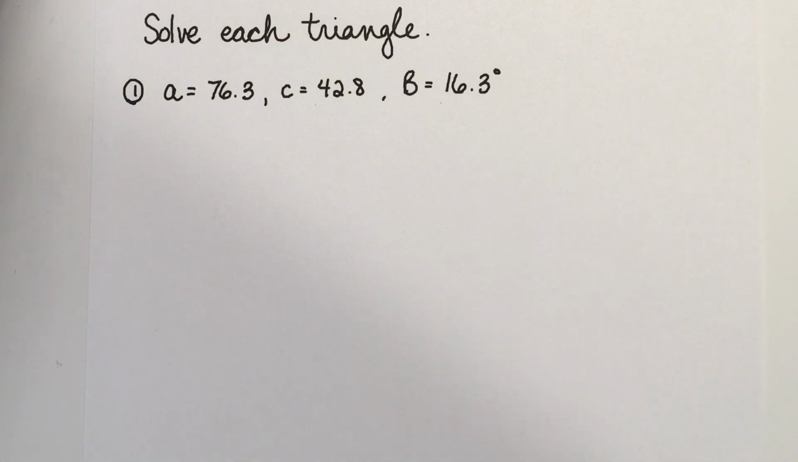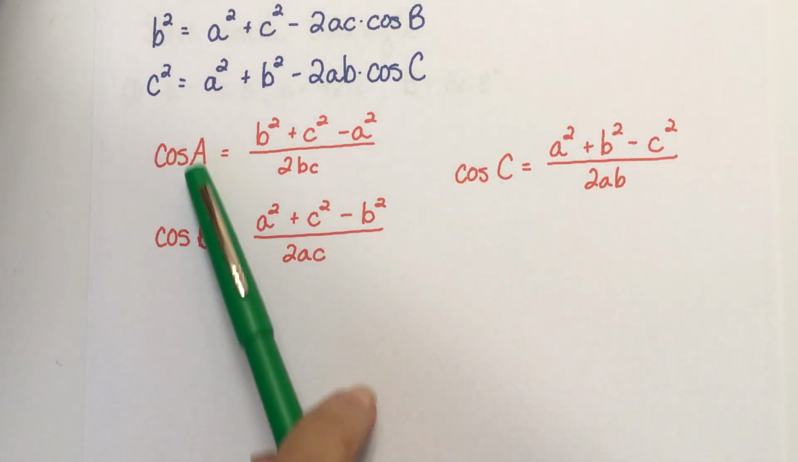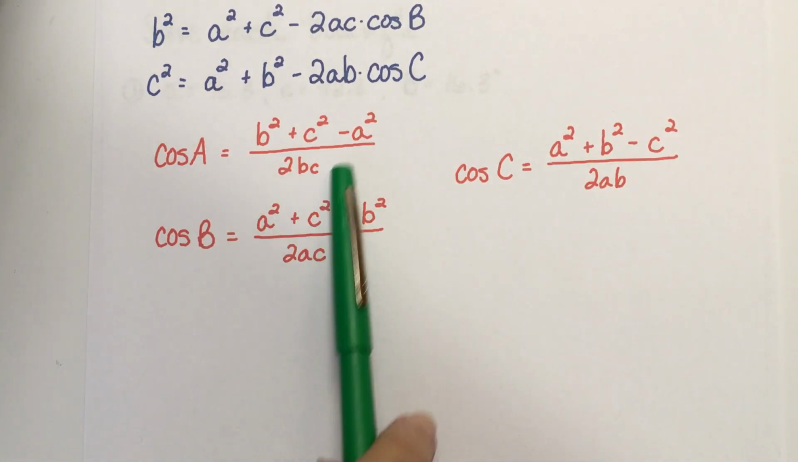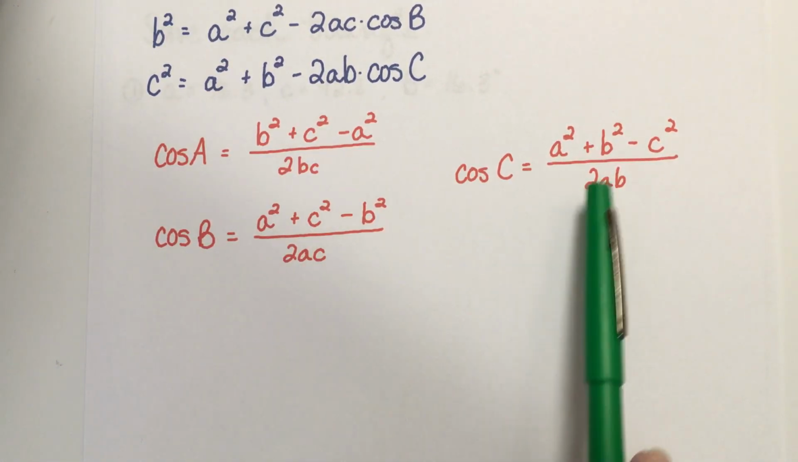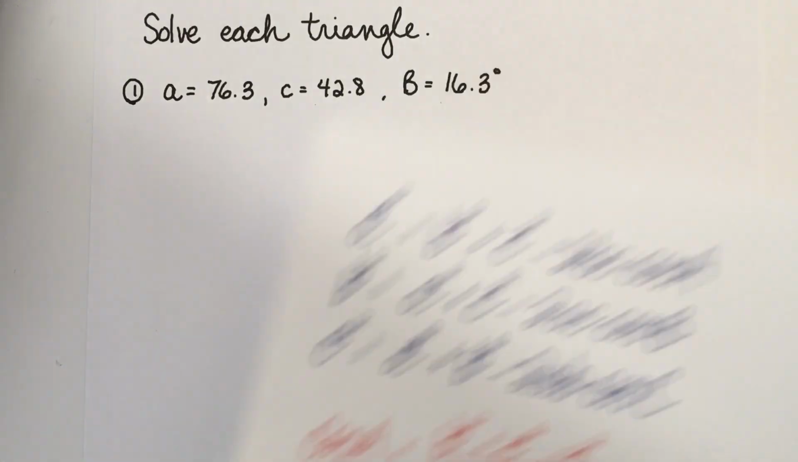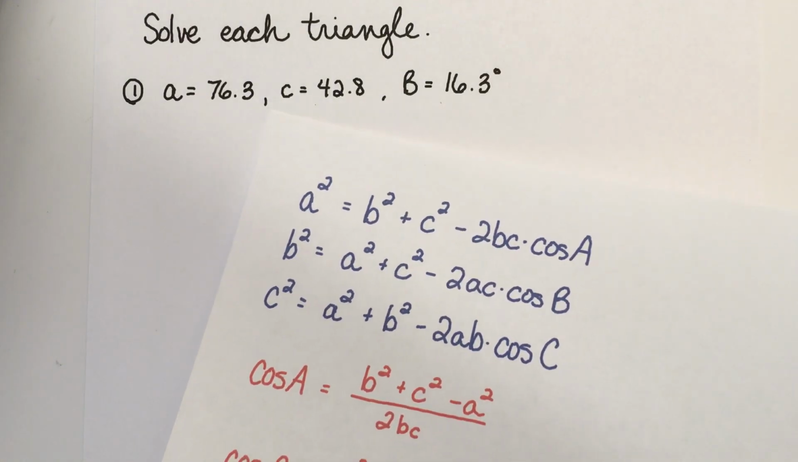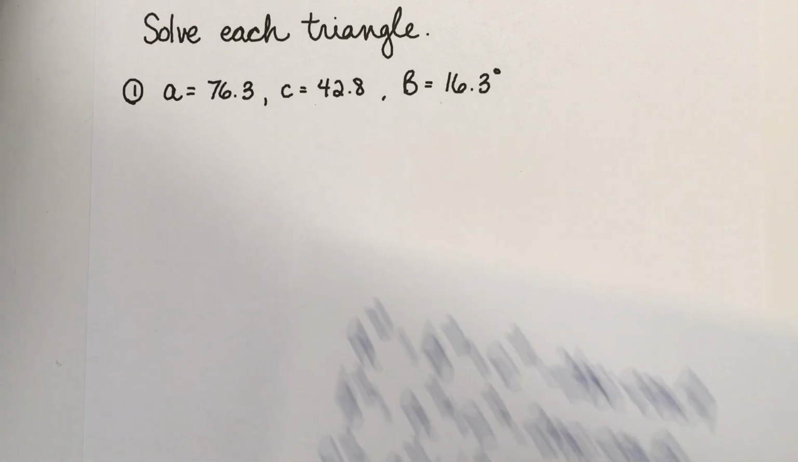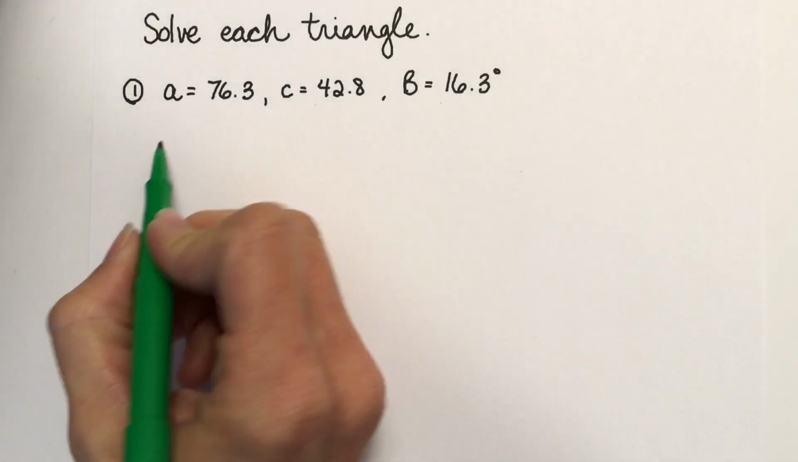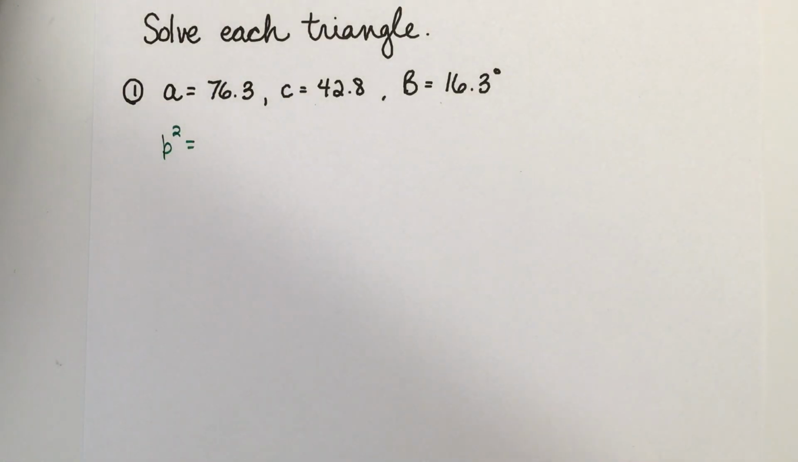Now, if you look at these formulas, in order to find any of the angles, you have to know all three sides. Each of these formulas has little a, little b, little c, and of course you don't have all three sides. So the first thing we've got to do is get the missing side, which in this case will be b. All right, so we'll have b squared equals, so just follow the formula.